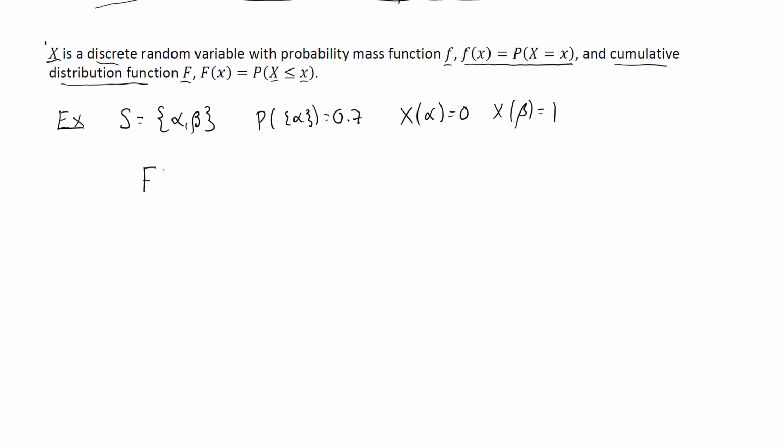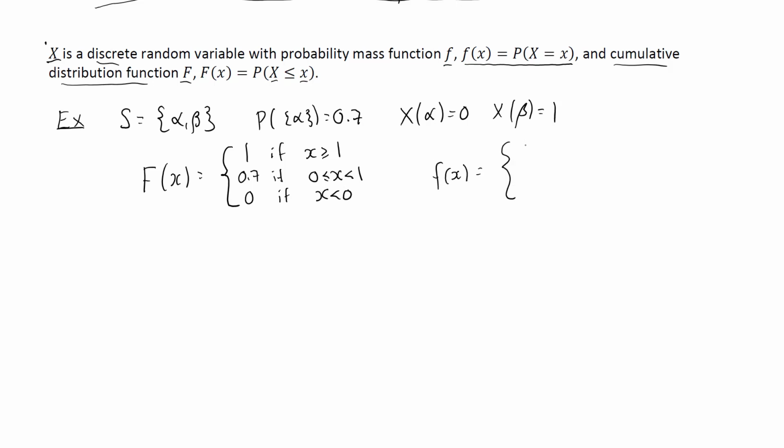Our random variable maps alpha to 0 and it maps beta to 1. The CDF function F of x will then be equal to 1 if x is greater than or equal to 1, 0.7 if x is greater than or equal to 0 but strictly less than 1, and it's 0 if x is strictly less than 0. The PMF f of x will be equal to 0.7 if x is equal to 0, 0.3 if x is equal to 1, and we can add 0 otherwise.